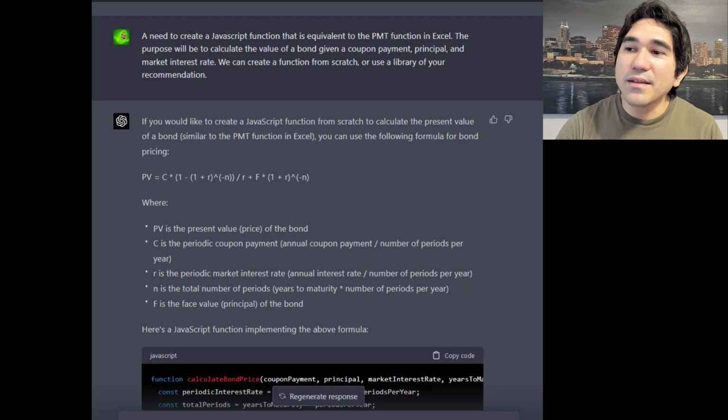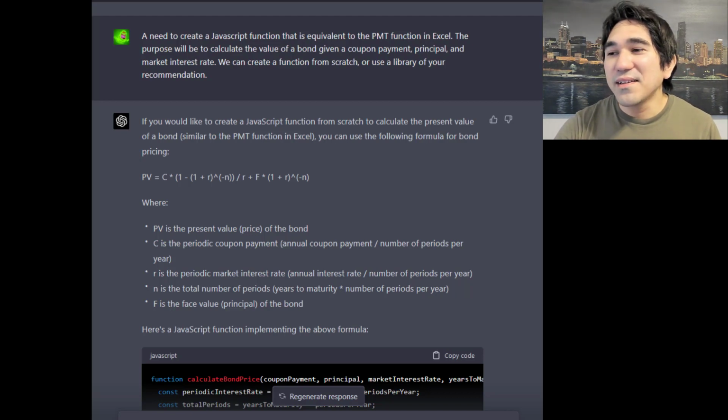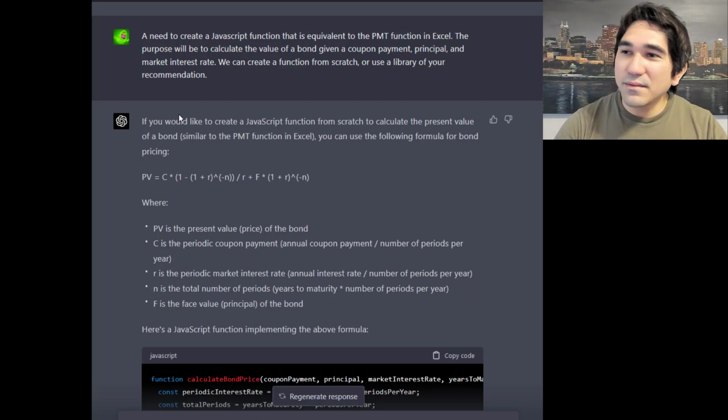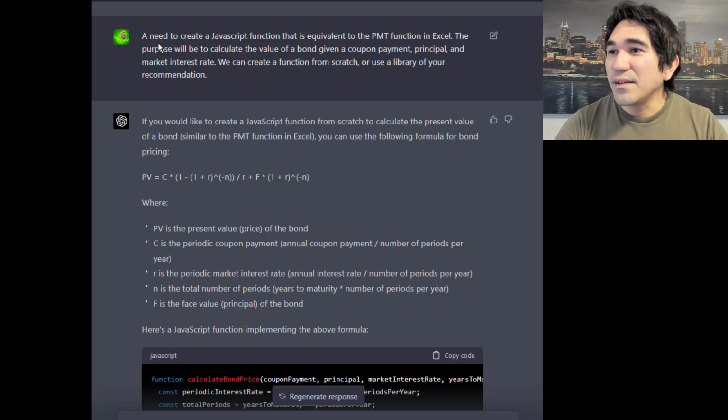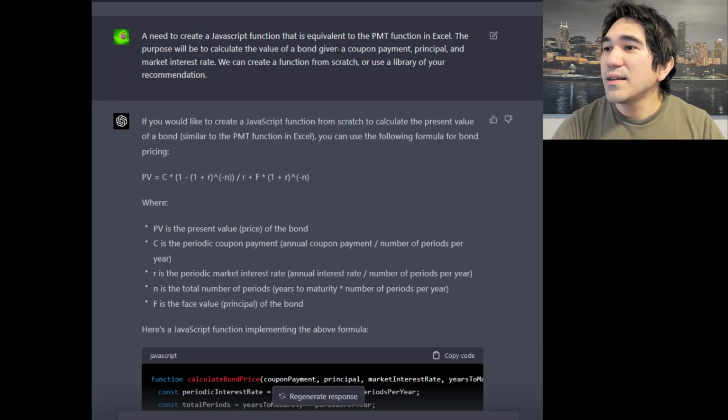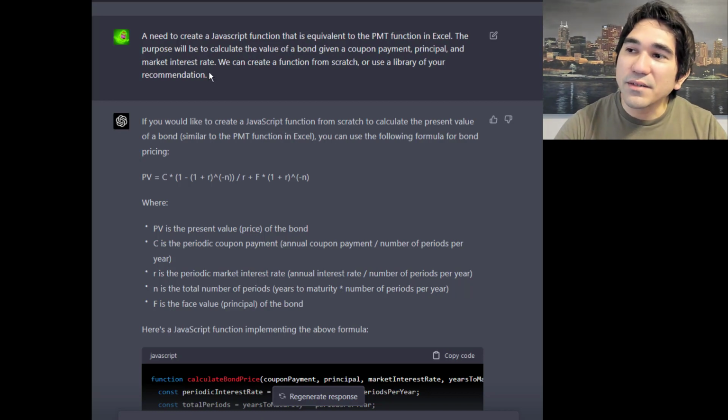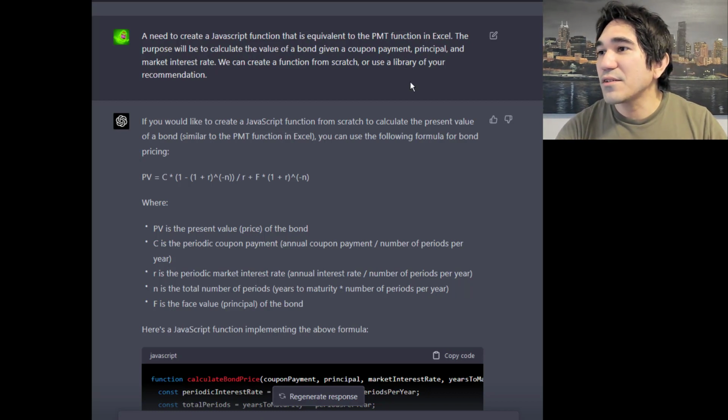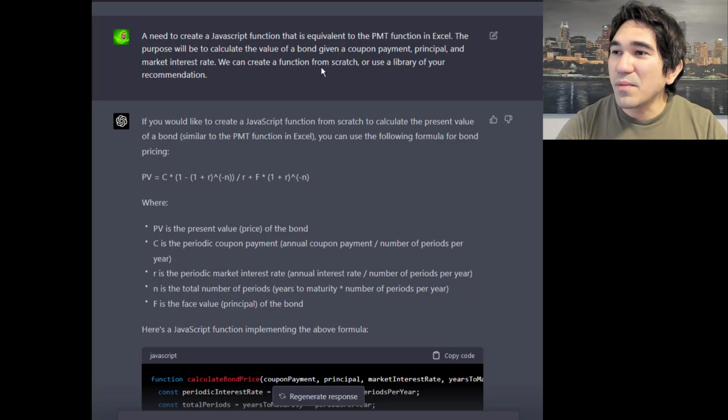I started out by asking a question to help me write the bond valuation function in this program that's powering the application. So I asked ChatGPT, I need to create a JavaScript function that's equivalent to the payment function in Excel. The purpose will be to calculate the value of a bond given a coupon payment, principal, and market interest rate. We could create a function from scratch, or we could use a library of your recommendation. Now, I have two typos in my prompt here. Instead of saying "I need to create," I accidentally typed "a need to create," so that was a typo.